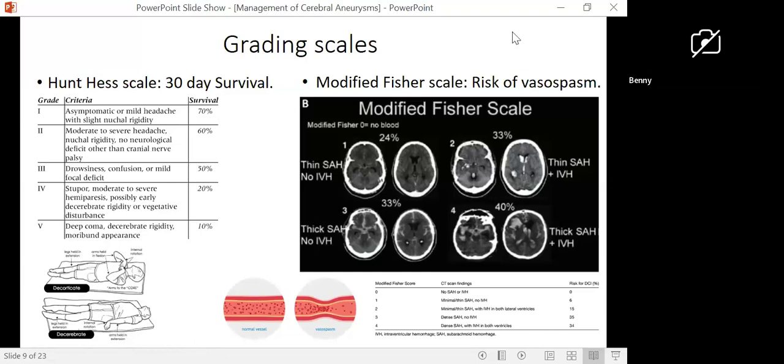And then there's another grading scale we use, the Fisher scale, which looks at the amount of blood that the patient has, and it gives you the risk of the patient having vasospasm within the next 2 weeks. I'll talk more about vasospasm later, but that's essentially just spasming of the blood vessel.